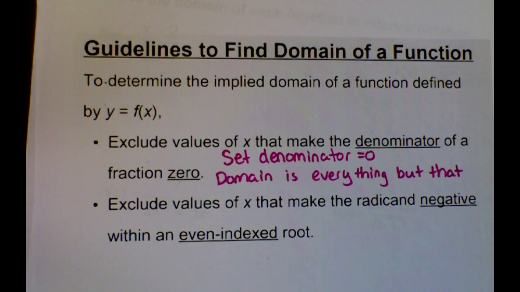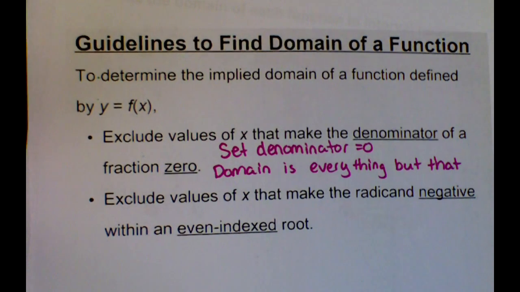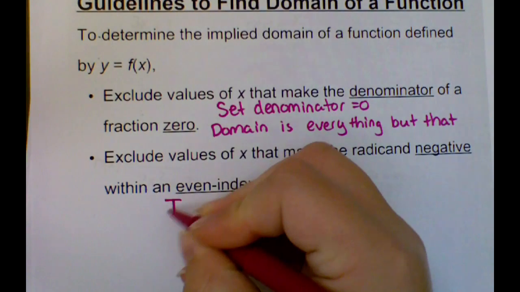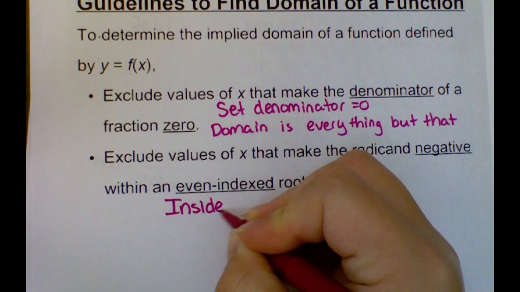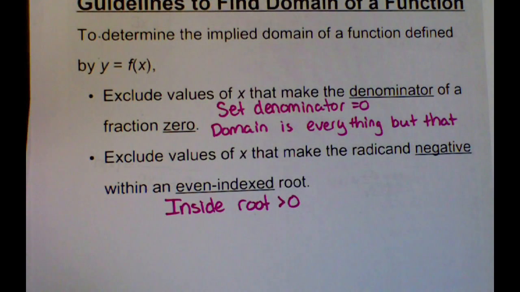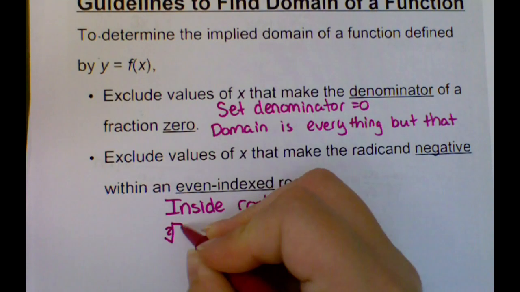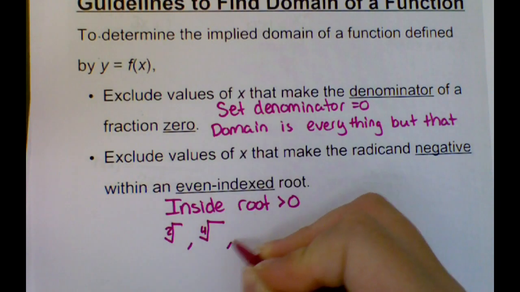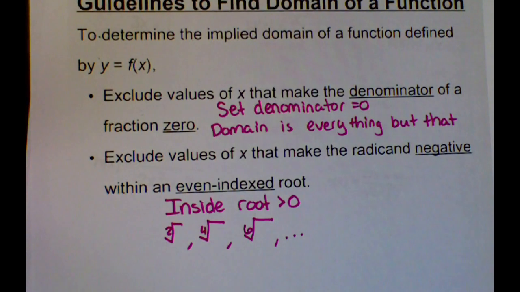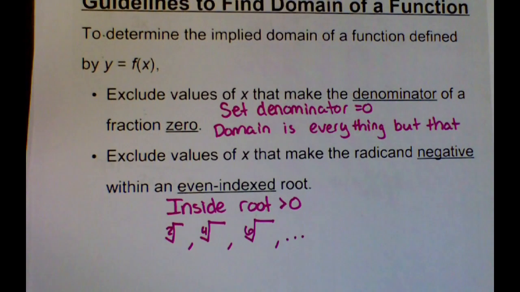For the next one, to avoid making the radicand negative within an even indexed root, usually we'll be talking about square roots, but it could be a 4th root or 6th root or 8th root. Whatever we put inside the root has to be bigger than 0. If you solve that, you have found the domain. Remember, that's for a square root, a 4th root, a 6th root, on and on and on. And then we always write our domain in interval notation.